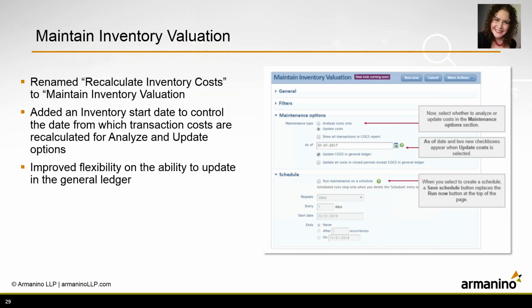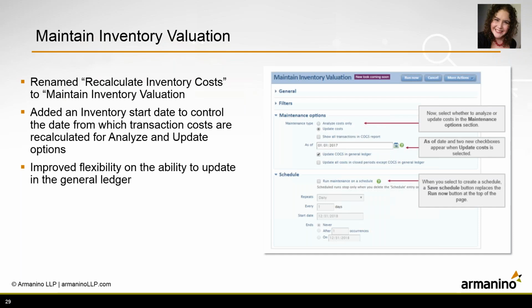So we have a couple different options here. They have moved the analyze and update. Previously, it was a button at the top with the run now, cancel, and more actions buttons. Now it is a radio button. When you do the analyze costs, it doesn't post anything. That's just for you to get a report and take a look at it.